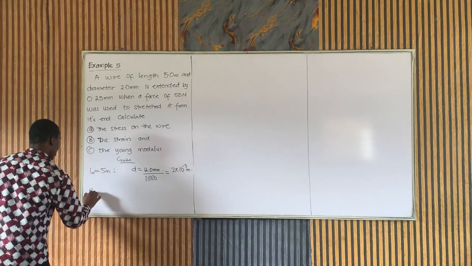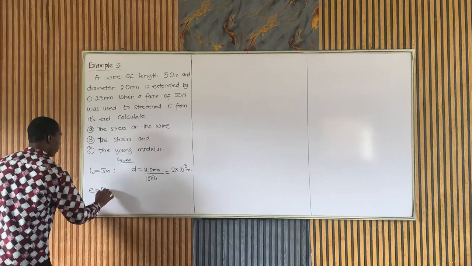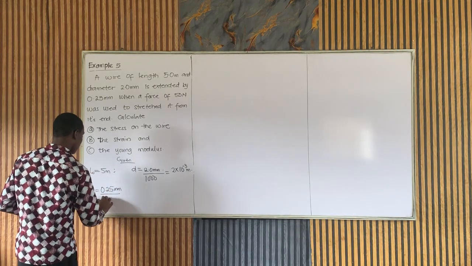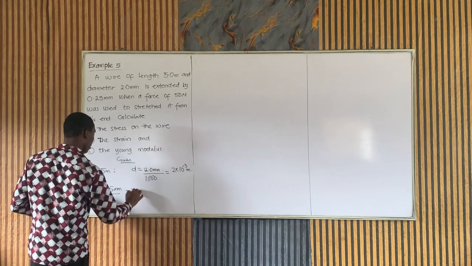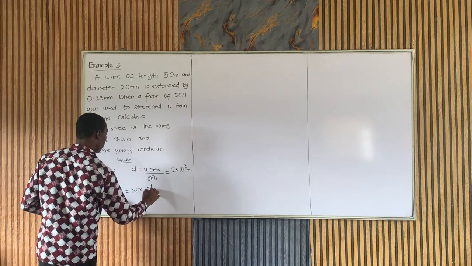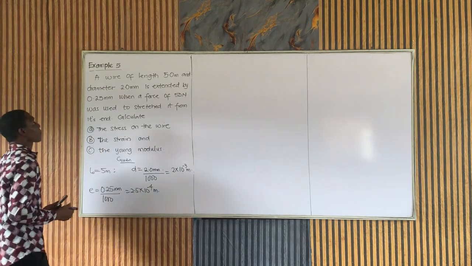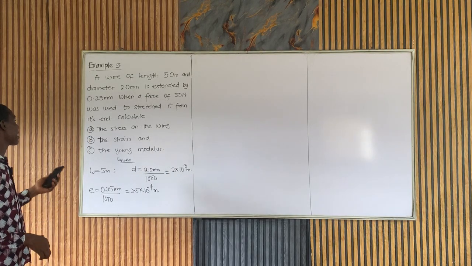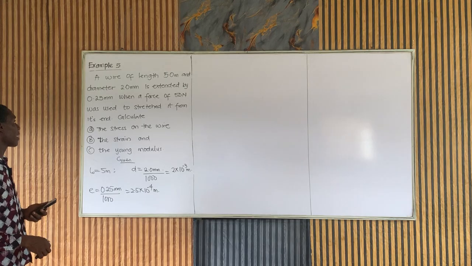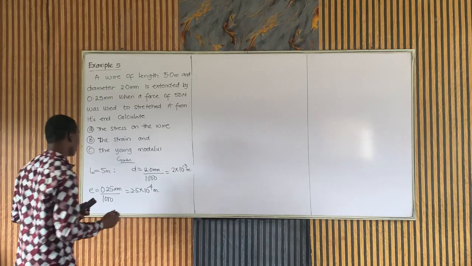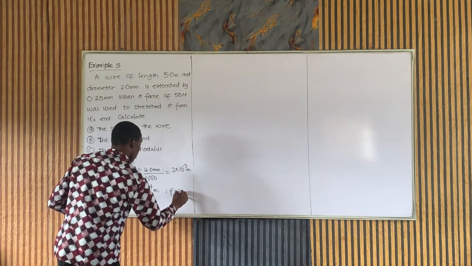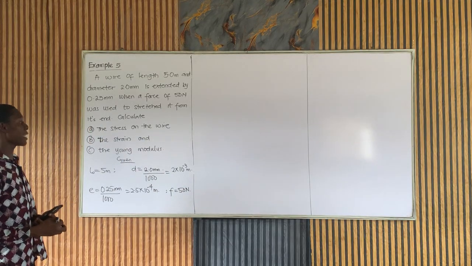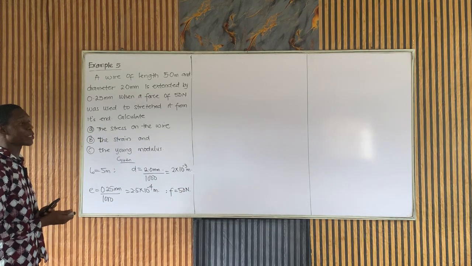And so the extension is given as 0.25 millimeter. And so we have to convert to meter, and that will be 2.5 times 10 raised to power minus 4 meters. So a wire of length 5 meter and diameter 2.0 millimeter is extended by 0.25 millimeter when a force of 50 Newton, and that's the force, was used to stretch it from its end. Calculate the stress on the wire.